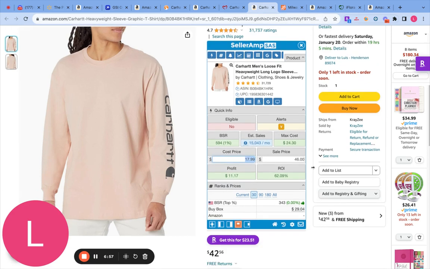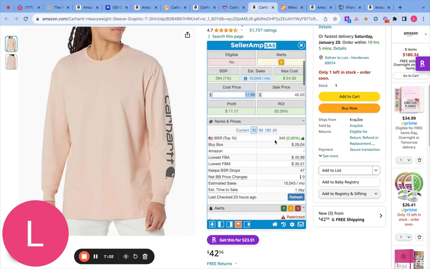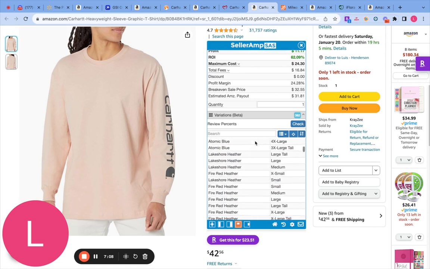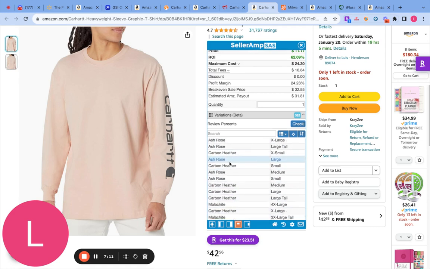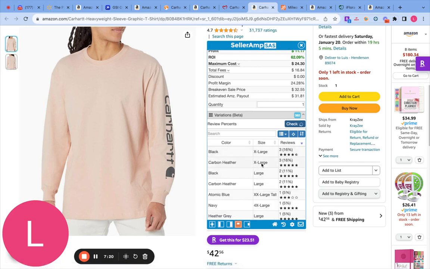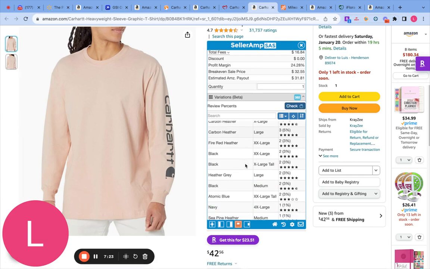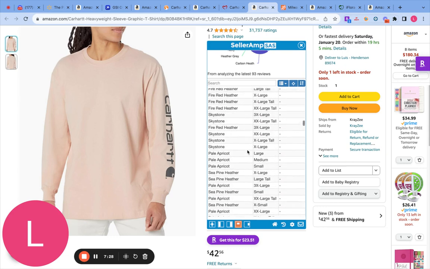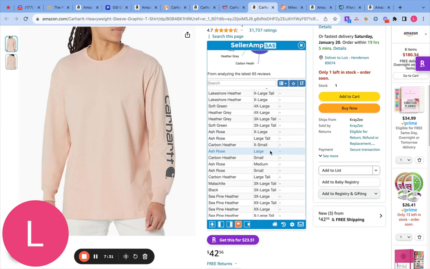So this one is a variation, which means we need to run the exact sale of its variation. So from here we go to variation. Where's variation? Right here. And then we click the exact variation, which is usually auto selected already. So ash rose large, right? And then click check. Yeah, ash rose is not really getting any sales apparently. So this one is not going to be good because it's not getting any sales.